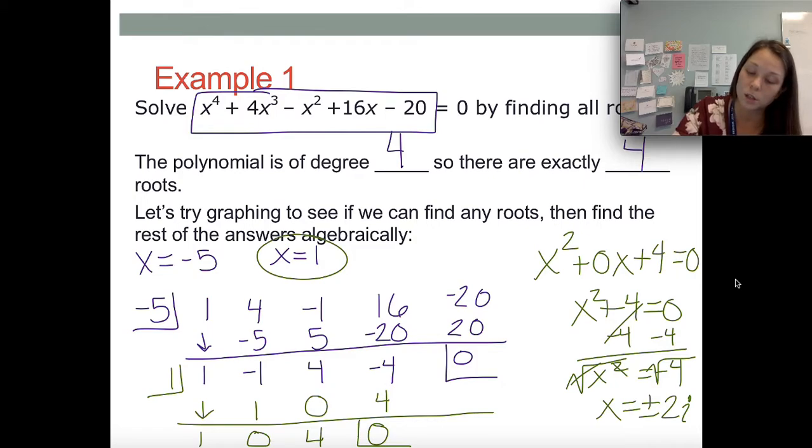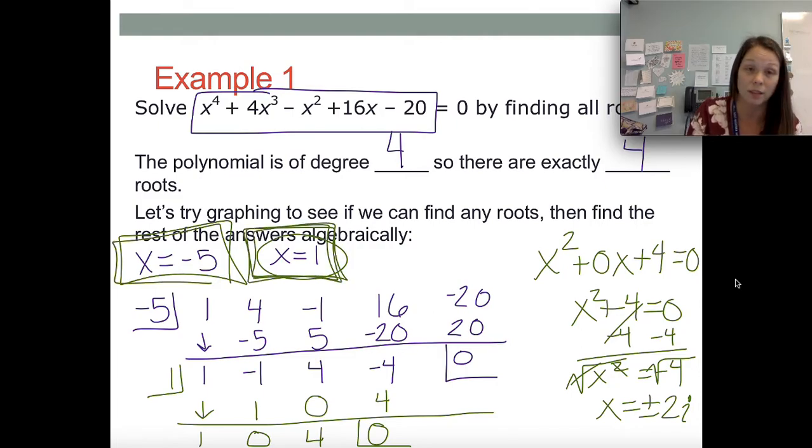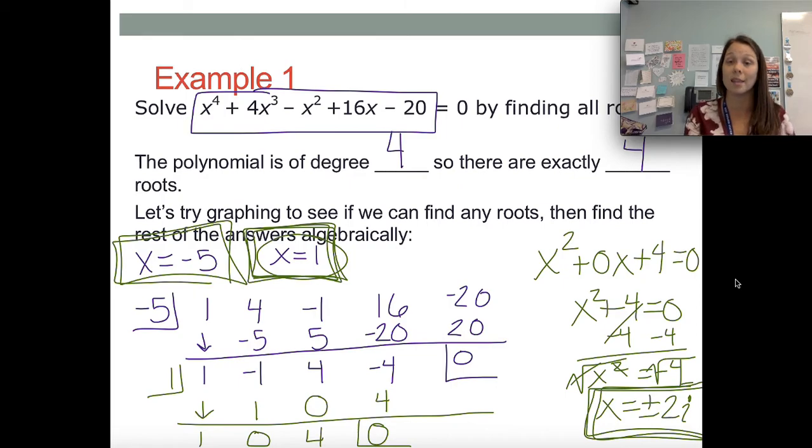So how does that answer our question? The question says solve by finding all roots. So we have 4 roots total. We have x equals negative 5 and x equals 1 that we found graphically. Using our algebra skills, we found the last 2 because we have a positive 2i and a negative 2i, and that's a total of 4 answers.